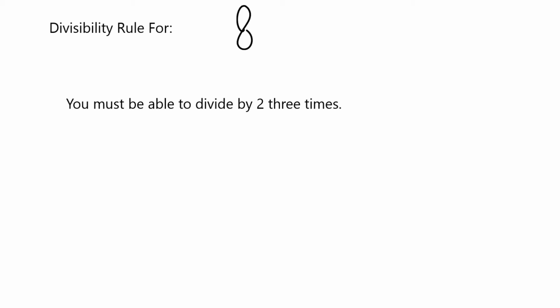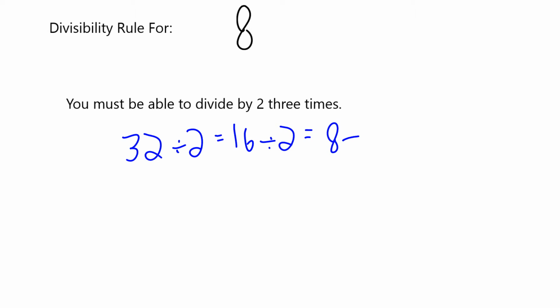For 8, the trick is very similar to 4. Try dividing your number by 2 3 times. For example, 32. If we divide by 2 once, we get 16. Divide by 2 twice, we get 8. Divide by 2 again, and you get 4. If you are able to divide by 2 3 different times without getting a decimal or a remainder, then you know that the original number is divisible by 8. This becomes again very handy, especially when you have a calculator.